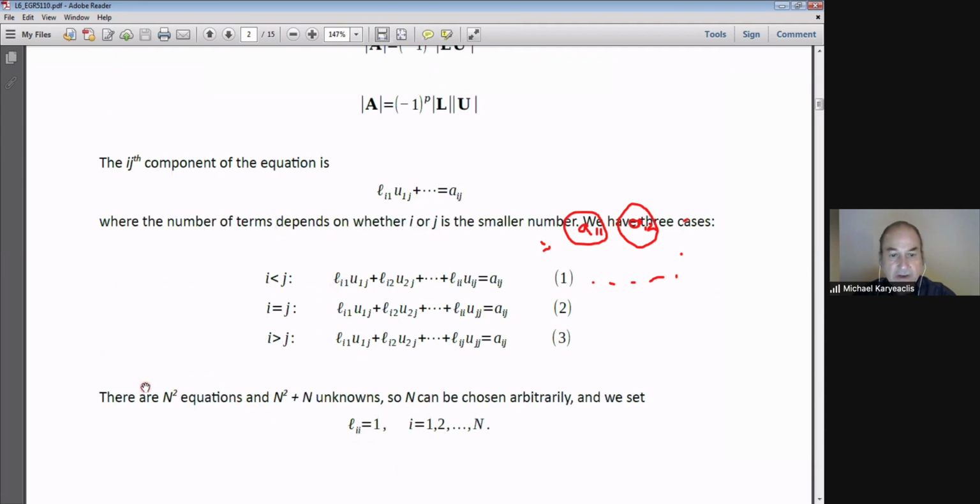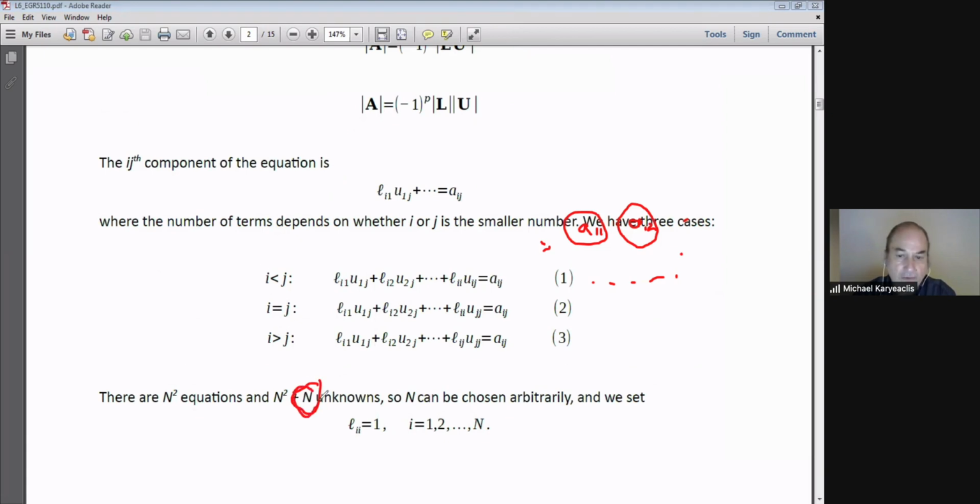Right now, there are n squared equations. That's what we have. A is n by n, so we have n squared equations, and n squared plus n unknowns. So that seems to be a problem that is not uniquely solved, and it isn't. But it also gives us the freedom to choose n of these, so as to make the algorithm fast and easy. And in fact, that's what Crout's method does.